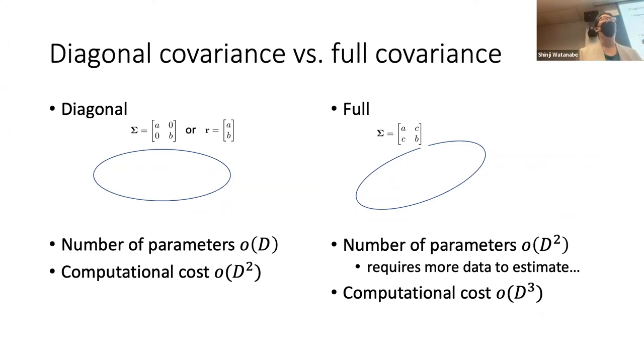However, the full covariance, of course, has more parameters, which means it also has more representation ability, right? So whether we use diagonal or full depends on the difficulty of the problem. But generally, if we have a large number of dimensions, then the number of parameters and the computational cost of the full covariance become very large. So, for example, with more than 10 dimensions, people actually use the diagonal covariance.